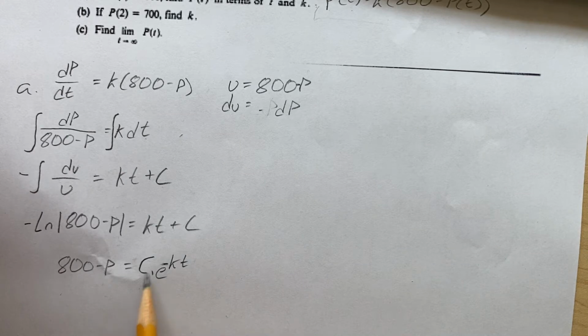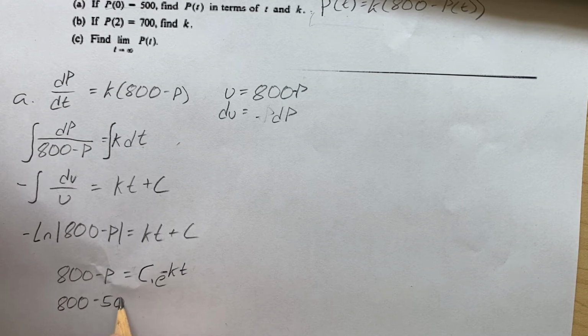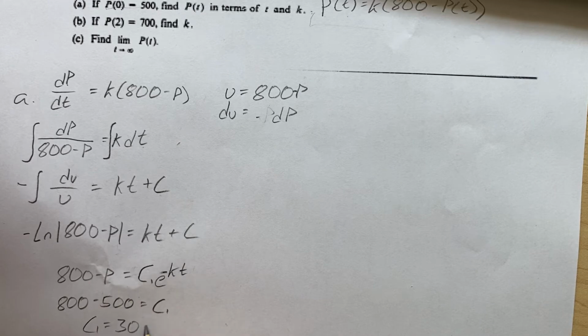Now, this is the point where I'd recommend trying to find your C. It's a little ugly, we don't really need it in there, and this is when we'd pop in this initial condition, P of 0 equals 500. So for P, I'm just going to plug in 500, and for C, I'll plug in 0. E to the negative kt would just be e to the negative k0, e to the 0, which is 1, which means we don't have to even write it in, and C of 1 equals 300.